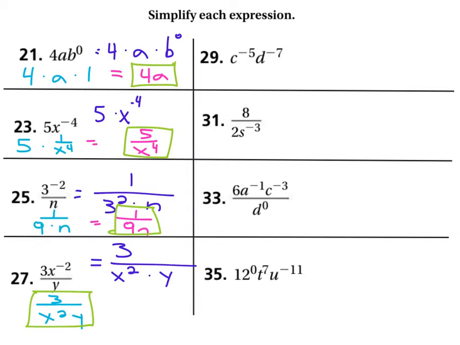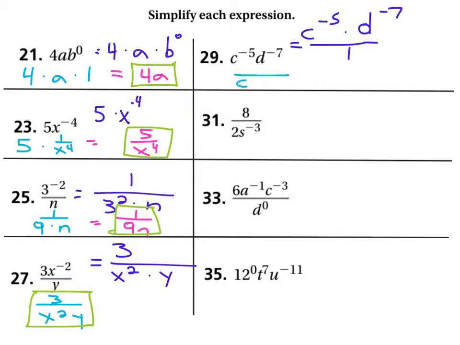So number 29, rather. What we've got here is really c to the negative 5 times d to the negative 7. You can see that they have separate exponents. And really you could imagine that as over 1, like that. Because now the c to the negative 5 jumps the fraction bar.